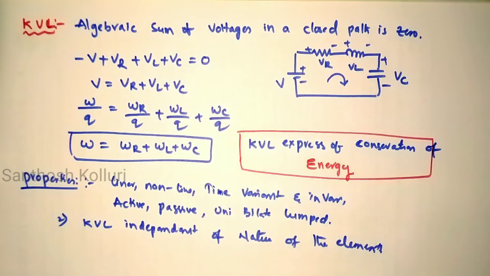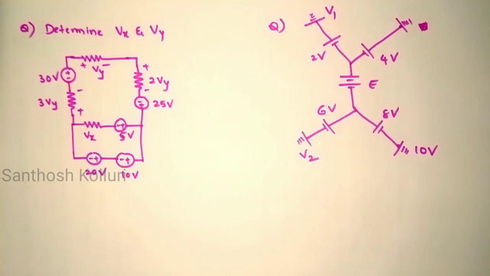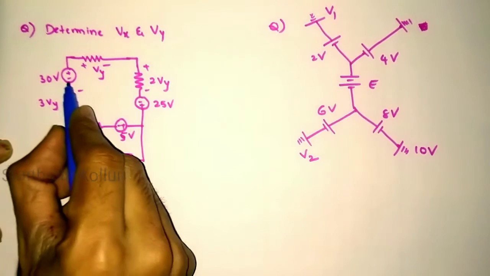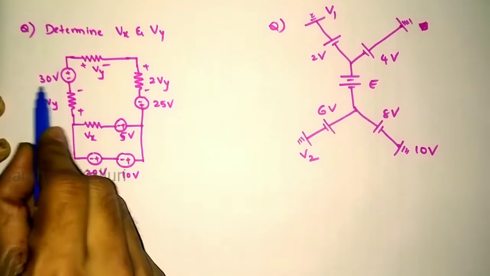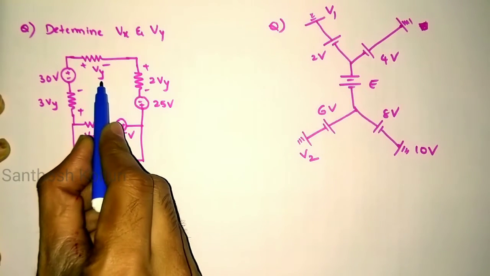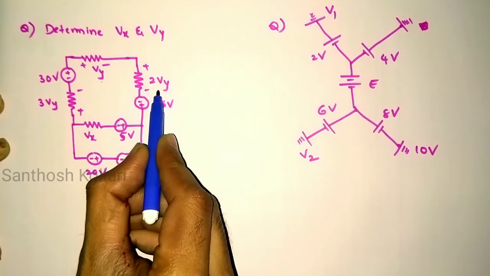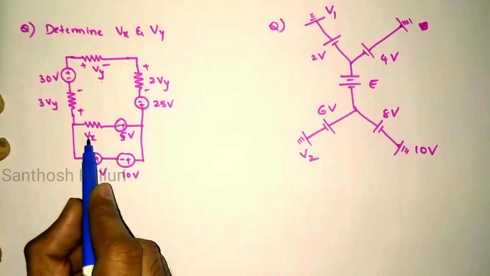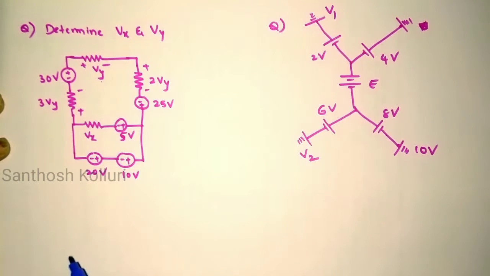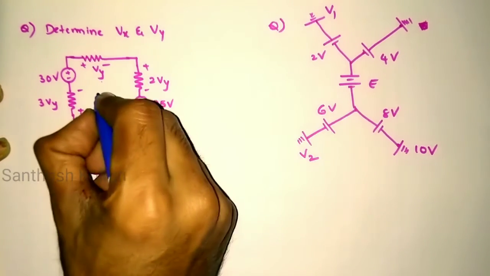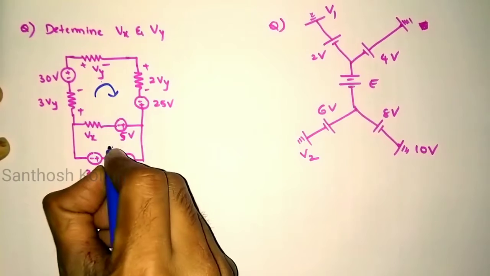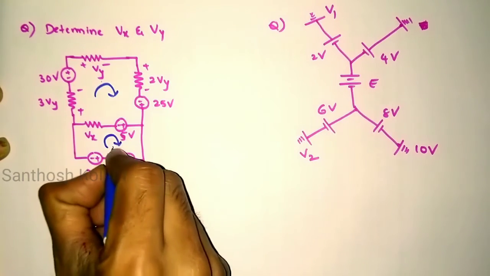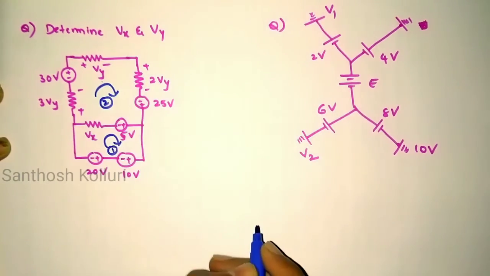So we'll see a problem based on this. In this first example, determine Vx and Vy, and a circuit is given having a 30 volts voltage source, Vy across the resistor, 2 Vy and 25 volts, 3 Vy, Vx, 5 volts, 20 volts and 10 volts. Here there are two loops, first loop and second loop.